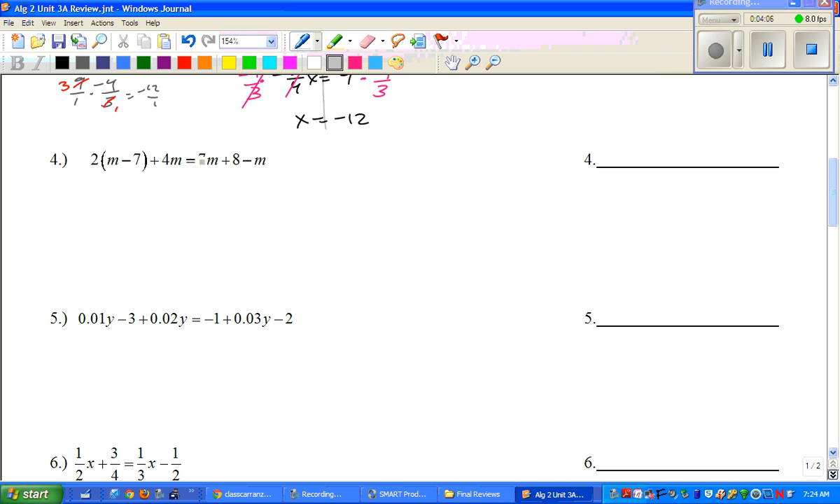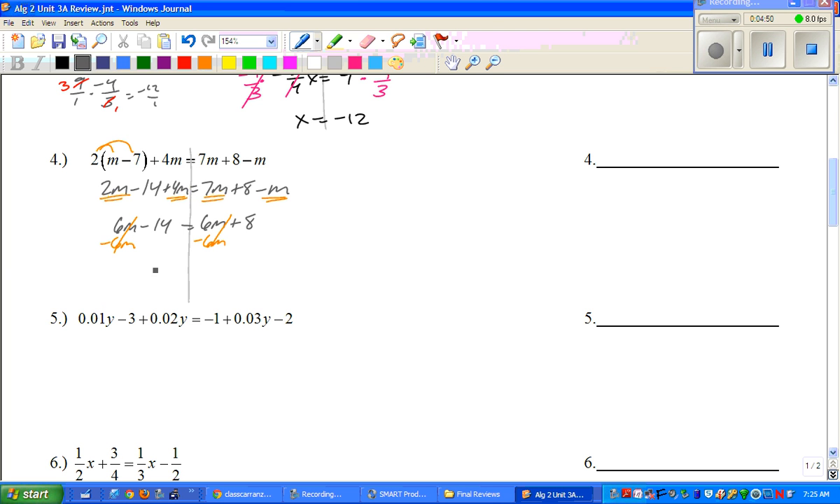All right, number 4, we're doing the same thing. You have to distribute the 2. So you get 2m minus 14 plus 4m equals 7m plus 8 minus m. Let's go ahead and combine your like terms. We can do this on both sides. 6m minus 14 equals 7 minus 1, 6m plus 8. I want our variable on one side, so let's subtract the 6m and subtract the 6m.